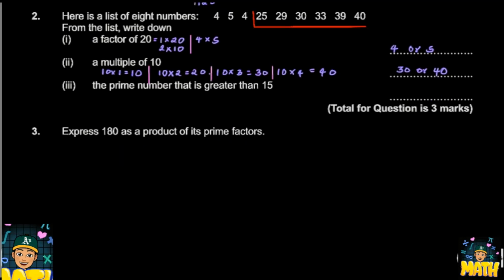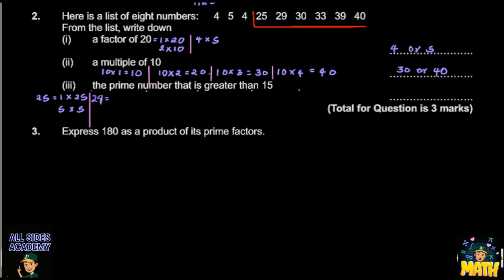The next question asks us to write a prime number that's greater than 15. So we'll consider the numbers greater than 15. Now, a prime number has only 2 factors. So we want to list all the factors of these numbers that are greater than 15 and then consider the one that has only 2 factors, 1 and itself. So I have listed the factors of 25.